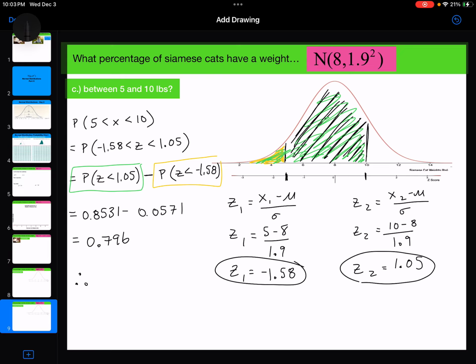All right, so hopefully you got 79.6% of Siamese cats weigh between 5 and 10 pounds.